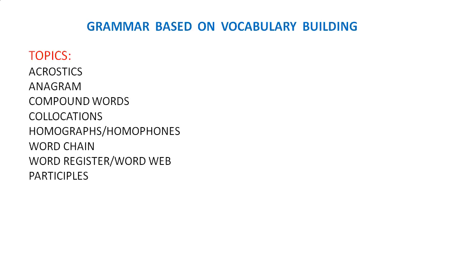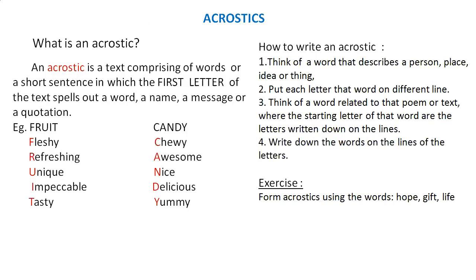We will now begin with our grammar lessons. The first topic that we will be covering is acrostics. What is an acrostic? An acrostic is a text comprising of words or a short sentence in which the first letter of the text spells out a word, a name, a message, or a quotation.